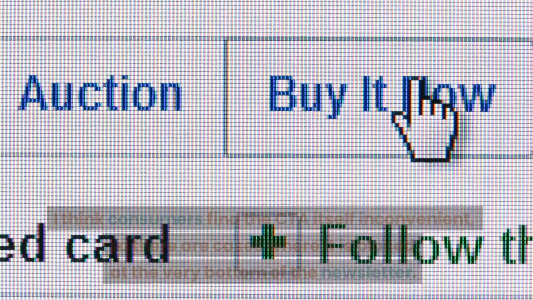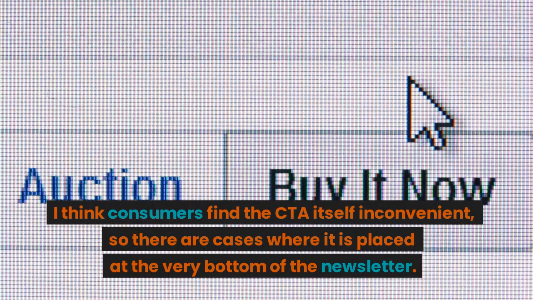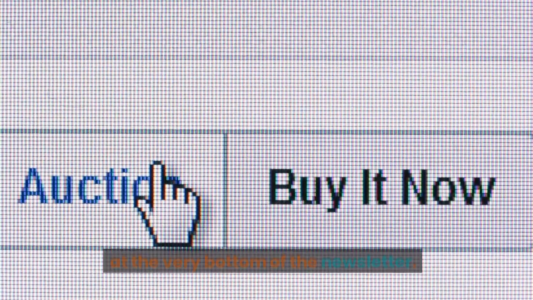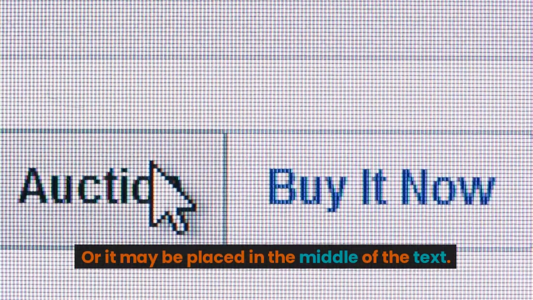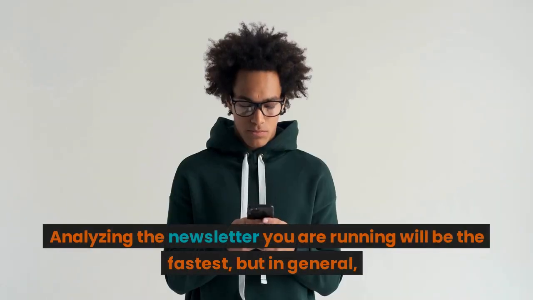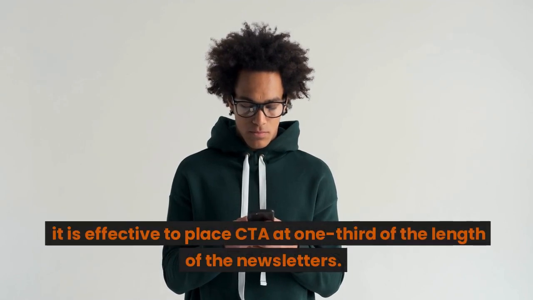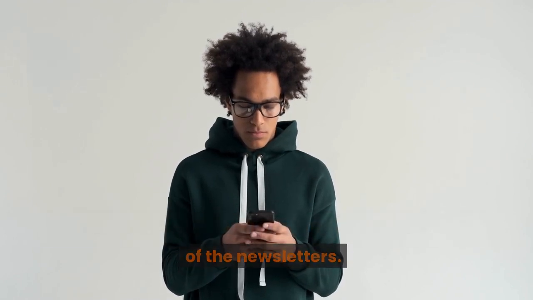I think consumers find the CTA itself inconvenient, so there are cases where it is placed at the very bottom of the newsletter. Or it may be placed in the middle of the text. Analyzing the newsletter you are running will be the fastest, but in general, it is effective to place the CTA at 1/3 of the length of the newsletter.